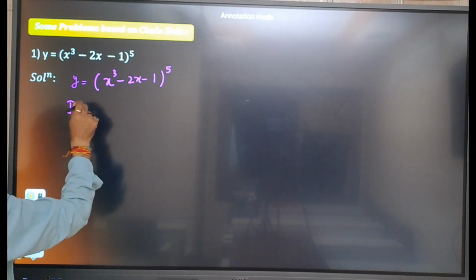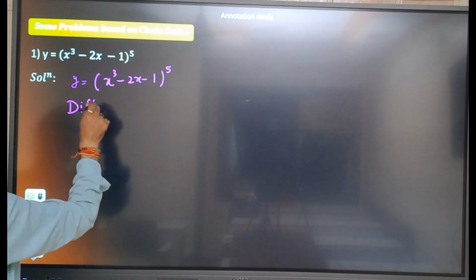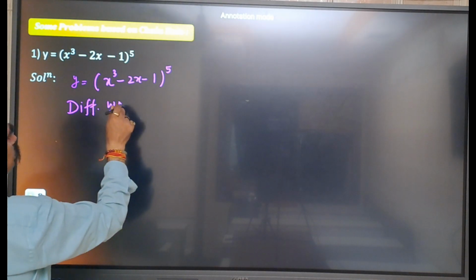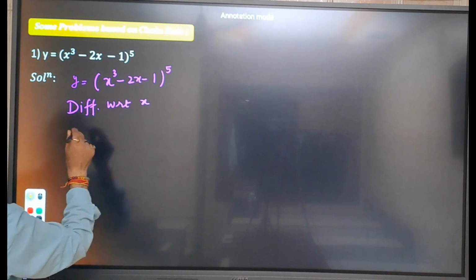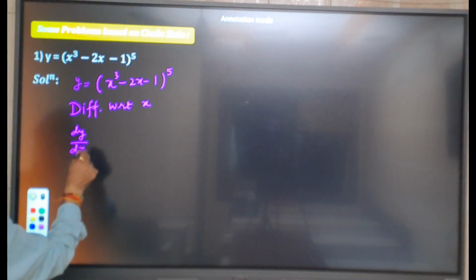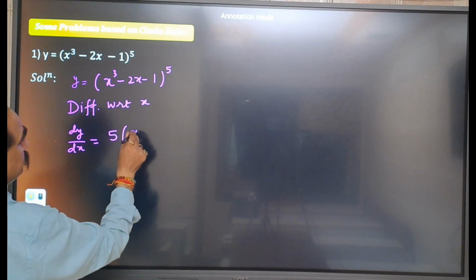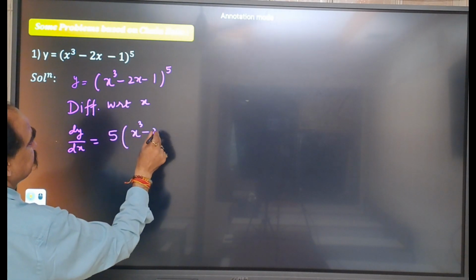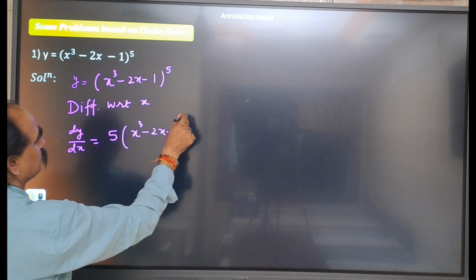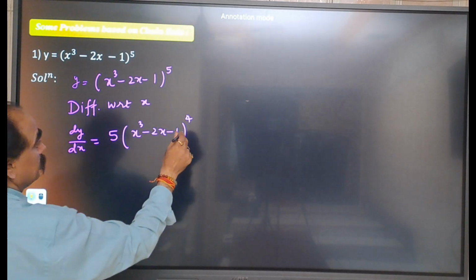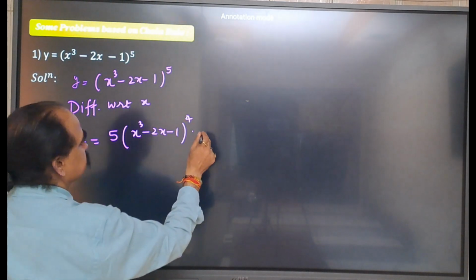पहले हम पावर का डेरिवेटिव लेंगे. Differentiating with respect to x, dy by dx is what? 5 times (x cube minus 2x minus 1) raised to 4 into derivative of inside function.